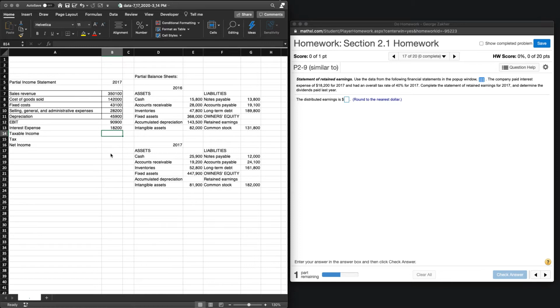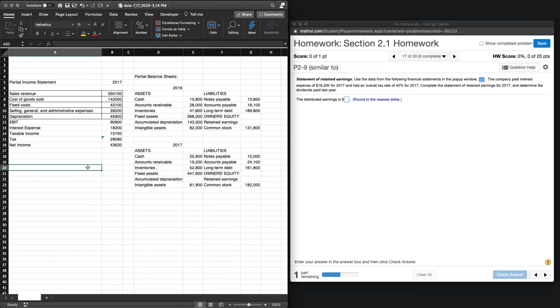Our taxable income is going to be the difference between our EBIT minus our interest expense. In terms of our tax, they give us the tax rate, so we can go ahead and apply that tax rate, which is 40%, to our taxable income. And finally, we'll be left with our income after taxes, or our net income. So that is the completion of the income statement.